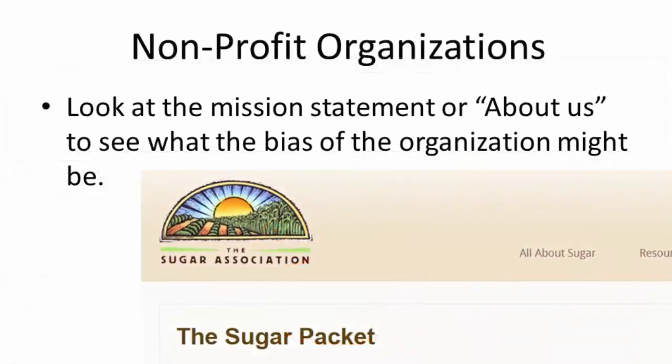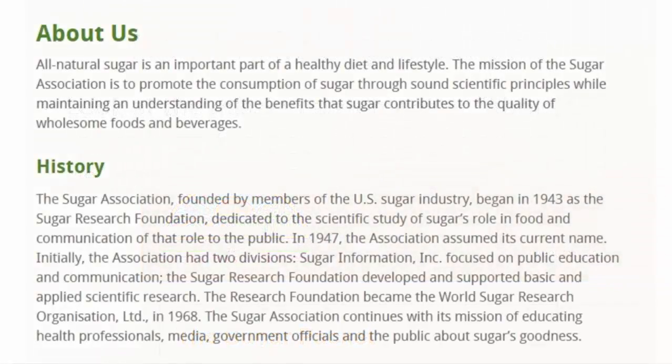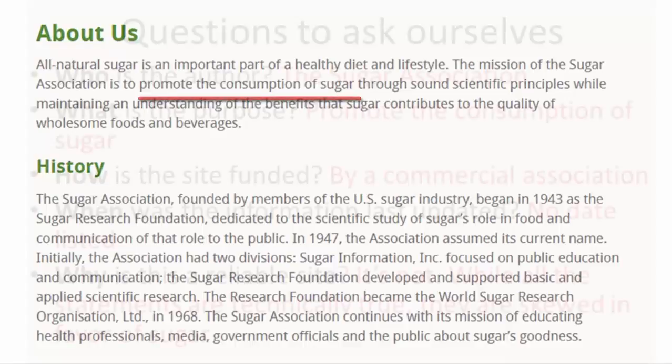Our last example looks at a not-for-profit organization's website. These sites often end in a .org in their web address. It is a good idea to always look at the About Us section or mission statement to see if there is any bias or one-sided message. Looking at sugar.org, we notice that it is founded by members of the U.S. sugar industry, and it seeks to promote the use of sugar.